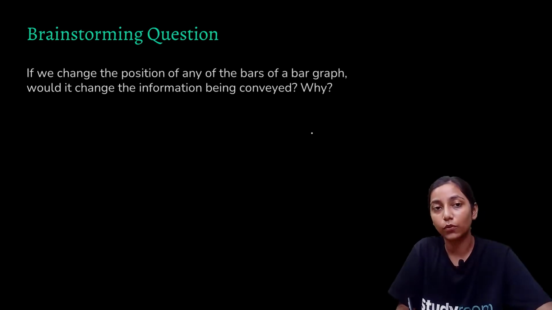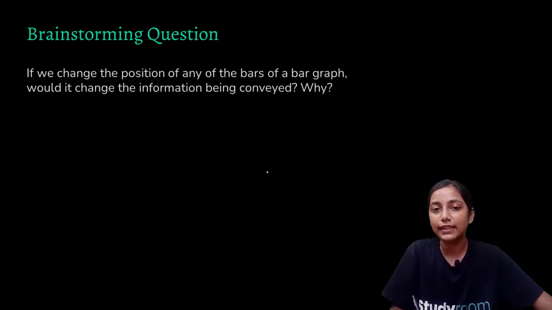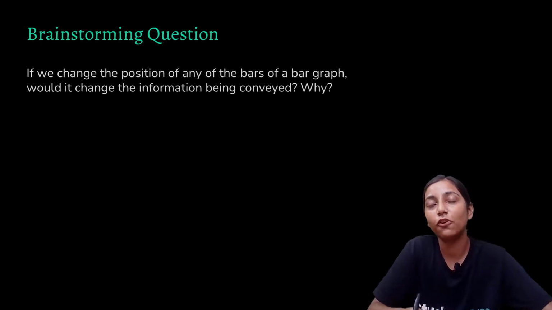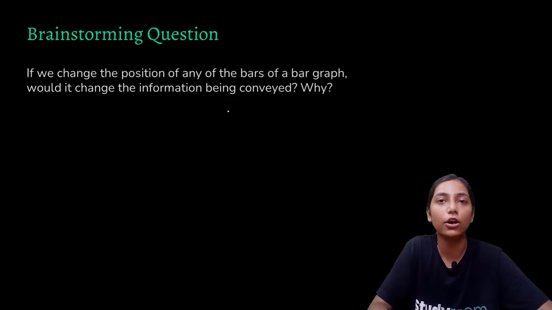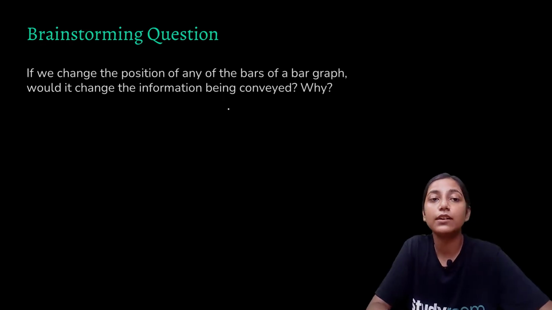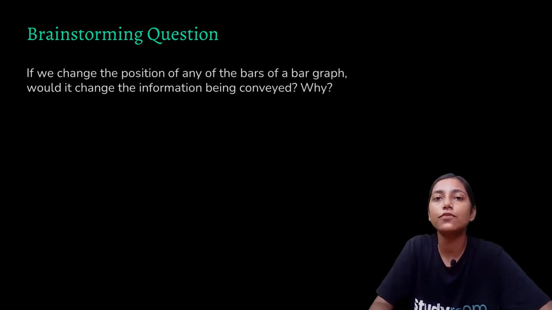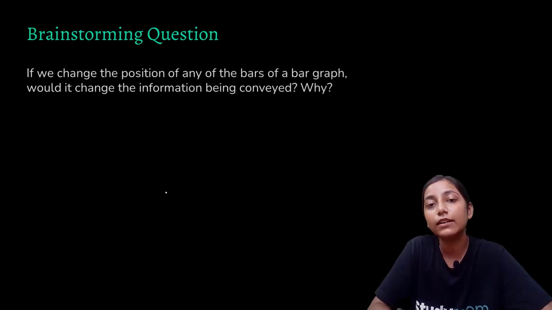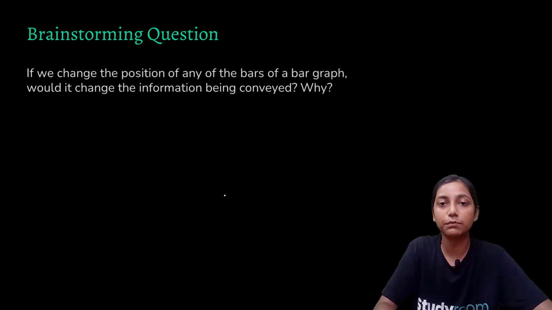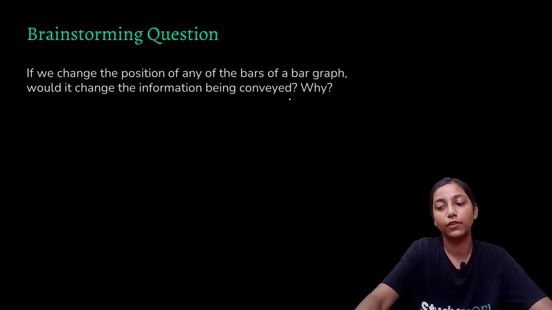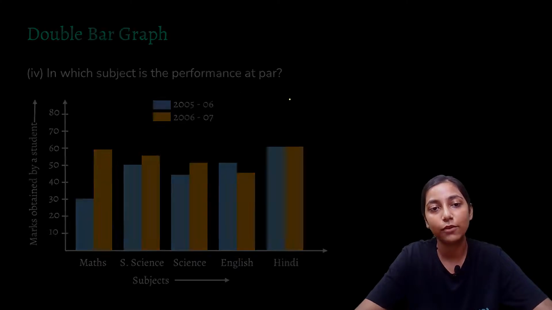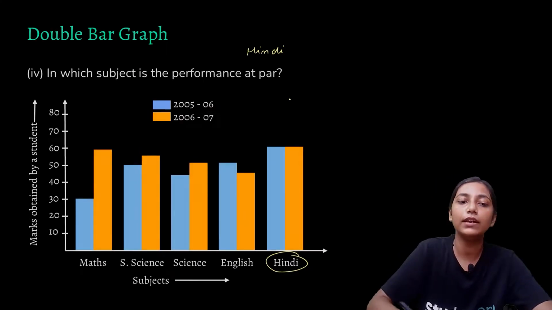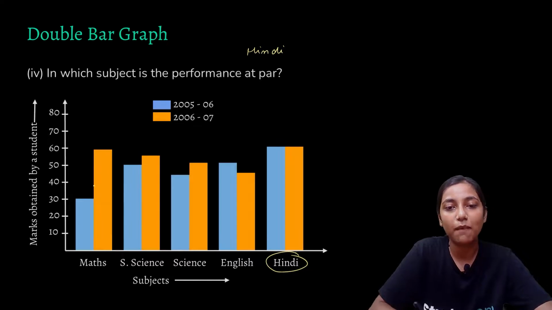Why is that so? This is very easy. Even if we change the position of bars of a bar graph, the information that is conveyed will not change. The values will remain the same, just that the order of the information will change. The order in which the information is conveyed to us will change, but not the values. You can see from this example that I've already told you, if we interchange the position of maths and English.